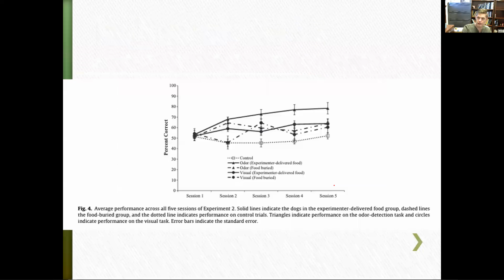And what we found was that when the dogs had the odor with food delivered by the experimenter and were trained on a particular odor, they learned that substantially faster than any of the other comparisons. And in particular, the odor where we had the food buried, which is this dashed line, went up and down, and by the end of it, they were substantially better when the experimenter delivered the food than when we were trying to pair it at source.